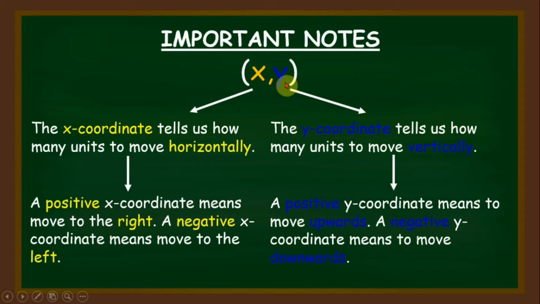And after that, the y-coordinate tells us how many units to move vertically. So we can either go upwards or downwards. For a positive y-coordinate, it means that we have to move upwards. And on the other hand, if the y-coordinate is negative, it means that we have to move downwards. Again, you have to remember that in plotting a point, we have to start with the x-coordinate first and then the y-coordinate.